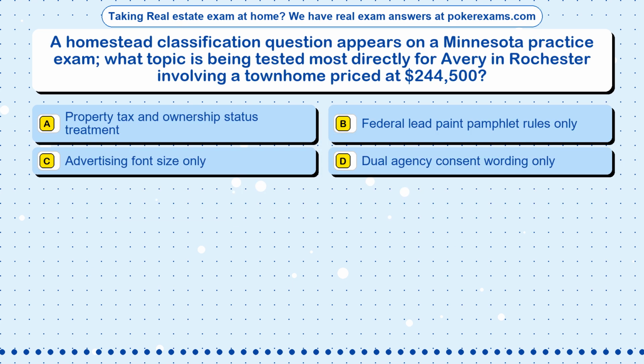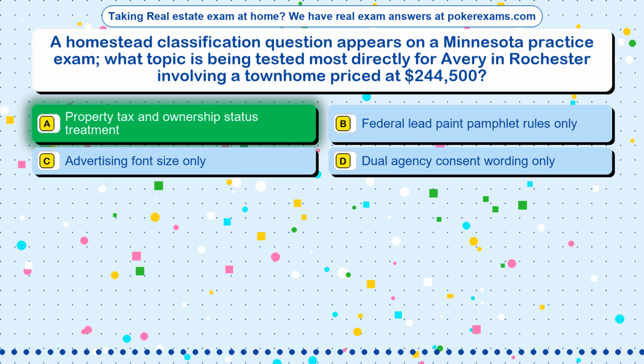Question 53. A homestead classification question appears on a Minnesota practice exam. What topic is being tested most directly for Avery in Rochester involving a townhome priced at $244,500? Option A, property tax and ownership status treatment. Option B, federal lead paint pamphlet rules only. Option C, advertising font size only. Option D, dual agency consent wording only.